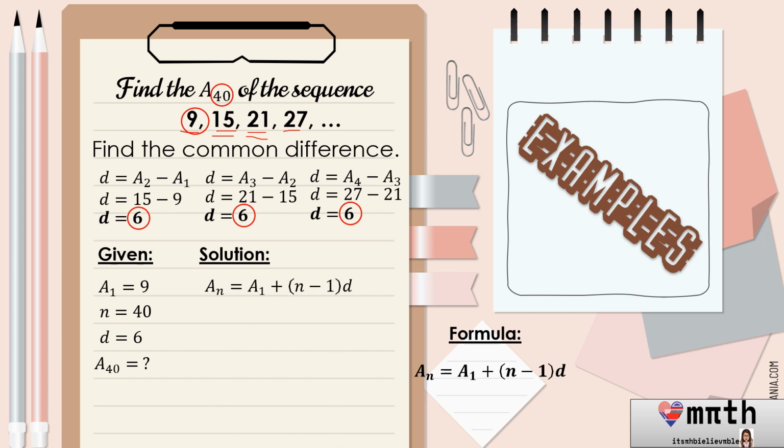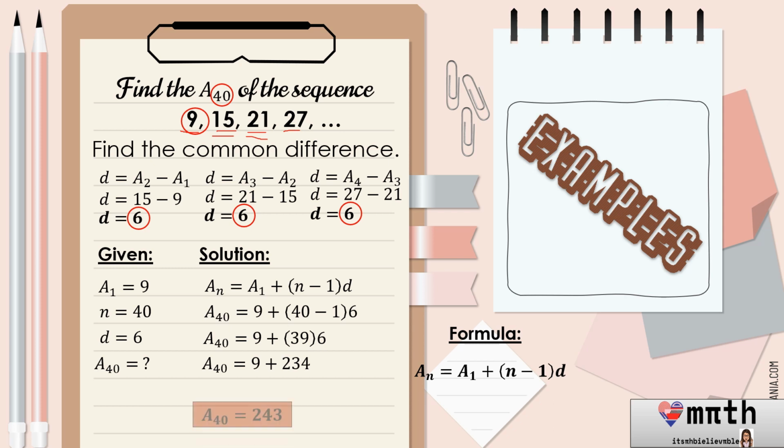So, substituting the values from the given, that will be a sub 40 is equal to 9 plus 40 minus 1 multiplied by 6. Then, simplify 40 minus 1, that is 39. And 39 times 6 is equal to 234. Then, 234 plus 9, that is equal to 243. So, our a sub 40 or the 40th term rather is equal to 243. Okay?